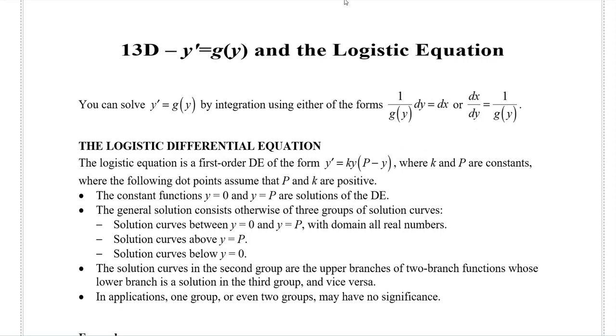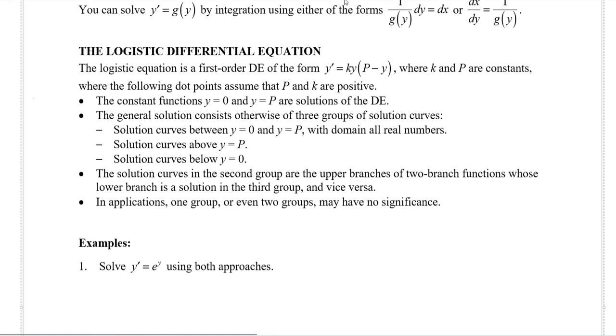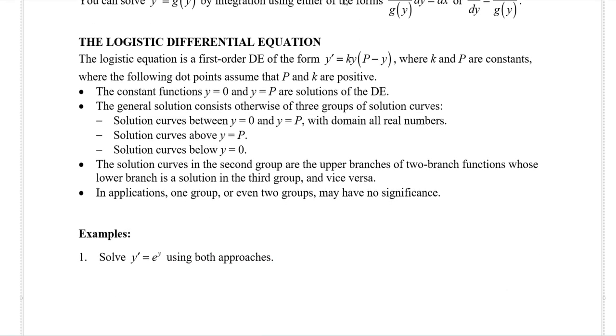So the constant functions y equals 0 and y equals p are solutions to the differential equation, because if you subbed those in, you would get a solution. The general solution consists otherwise of three groups of solutions. We have solution curves that are going to be between 0 and p with domain all real numbers, and we're going to have solution curves above the p and below the 0. The solution curves in the second group are the upper branches of the two branch functions whose lower branch is a solution in the third group, and vice versa. In applications, one group or even two groups may have no significance.